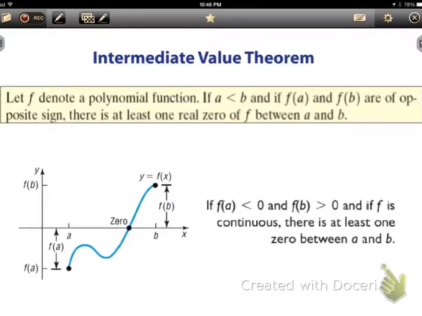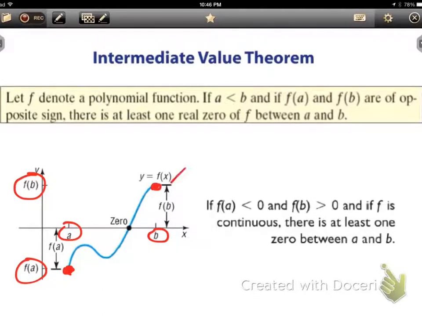If A is less than B, so we have A over here, just to give you an idea, if you look at this graph, you've got A over on the left-hand side and B. That's how we normally label two random values of x along the x-axis. So from A to B, A is less than B, and f of A is down here, and f of B is up there. As long as f of A, the value of the function, and f of B, the value of the function at B, have opposite signs.